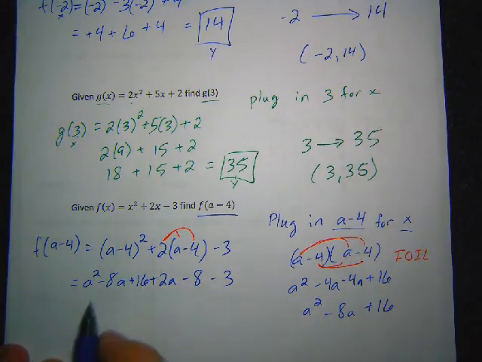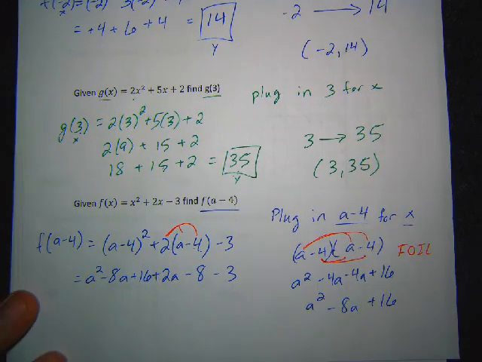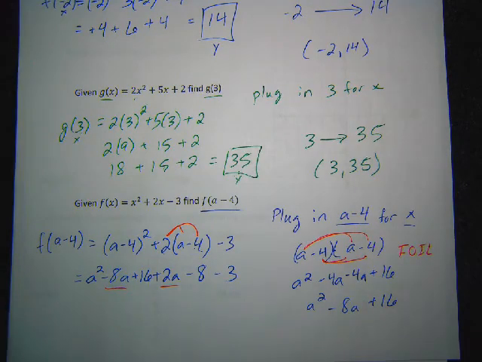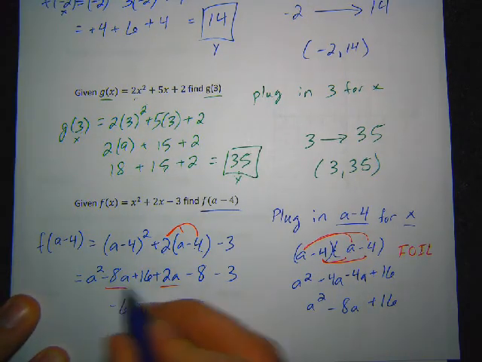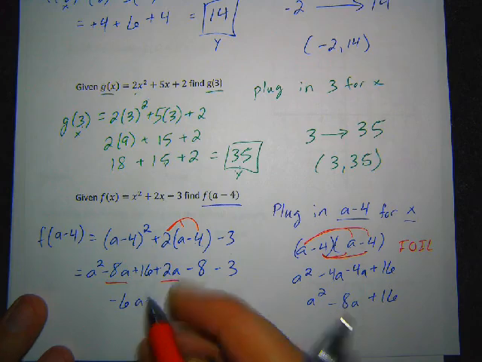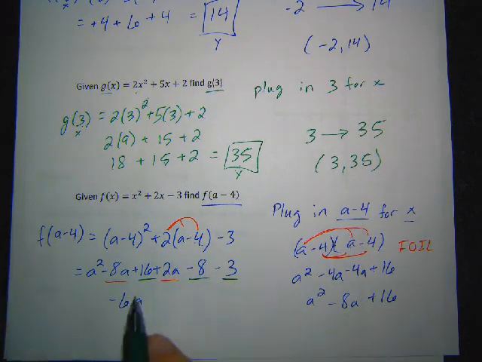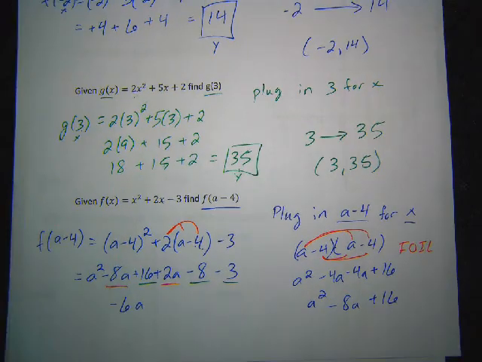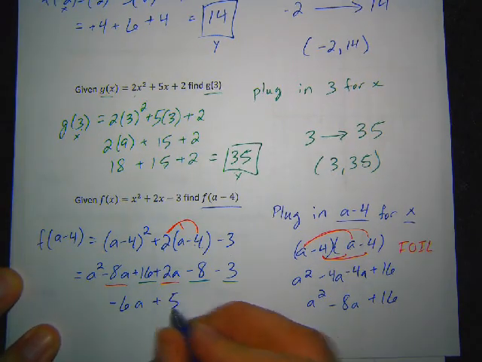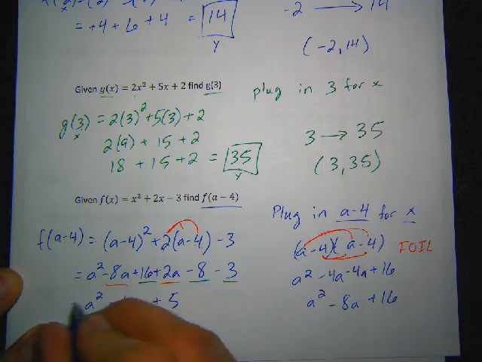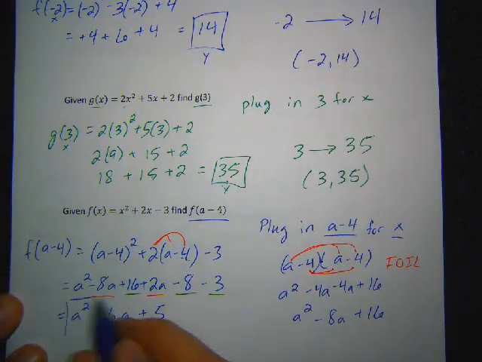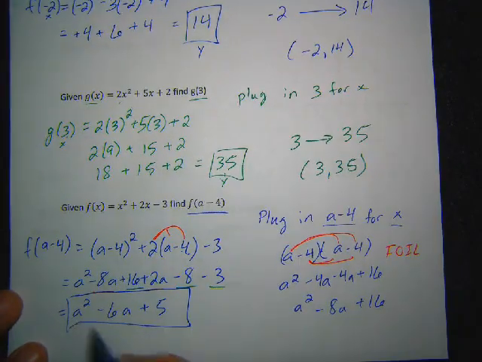And then, of course, we want to go ahead and simplify this. We're going to combine some like terms. So I've got that negative 8a and a positive 2a. So that gives me a minus 6a, negative 8 plus 2. Got 16, negative 8, negative 3. 16 minus 8 is 8. Minus 3 is 5. So plus 5. And then don't forget the a squared at the beginning. So this is the final answer because it's as simplified as we can get.